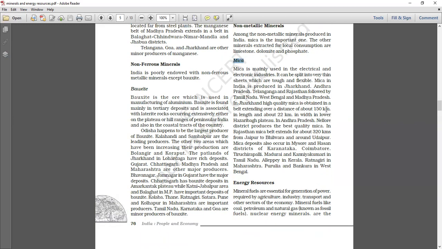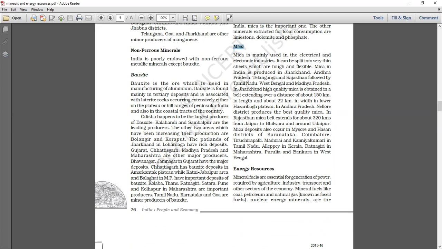If I am talking about mica, तो mica is mostly used in electrical and electronic industries. It is very thin, split into thin, strong, and flexible sheets. So if I am talking about the areas where the mica is found, then you can see Jharkhand, Andhra Pradesh, Telangana, which is followed by Tamil Nadu, West Bengal, Madhya Pradesh. तो major producer, अब झारखंड के अंदर अगर बात करते हैं तो माइका का पूरा बेल्ट है. ये देख लीजिए हजारीबाग प्लेटू में. आंध्र प्रदेश के अंदर नेल्लोर डिस्ट्रिक्ट जो है, that is producing the best quality mica. So it is all about the data कि भाई कौन से स्टेट्स किस मिनरल के साथ एसोसिएटेड है.